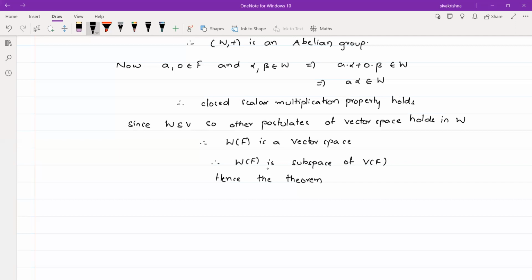So therefore W is a vector space and hence W is a subspace of V. This is a very important thing.